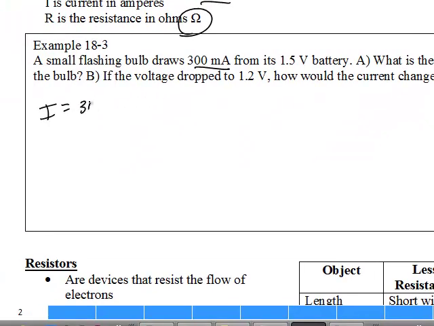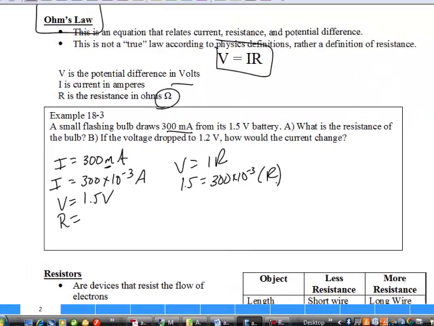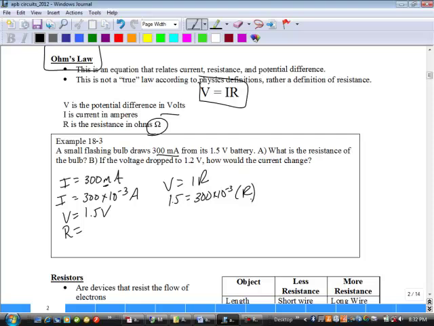That's my I, 300 milliamps. It can't be in milliamps, we need to be in amps. Milliamps to amps, we're going to plug a times 10 to the minus 3 at the end of that. Our voltage is 1.5 volts, and we're looking for resistance. V equals IR is our equation. 1.5 is going to equal 300 times 10 to the minus 3 times this resistance R. And so when we plug this into our calculator, we are going to get a value of 5 ohms.